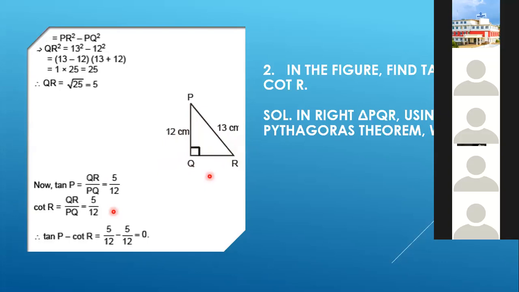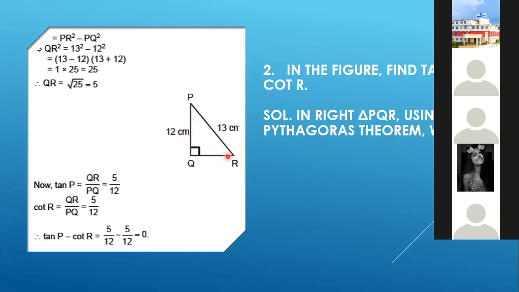It is 5. Here they have applied the same thing, A minus B, A plus B. That's it. Nothing else. A square minus B square. So you can apply it this way also. Once we get the QR value, with angle P, find tan P. Tan P is opposite by adjacent. Opposite QR we got 5 by 12.